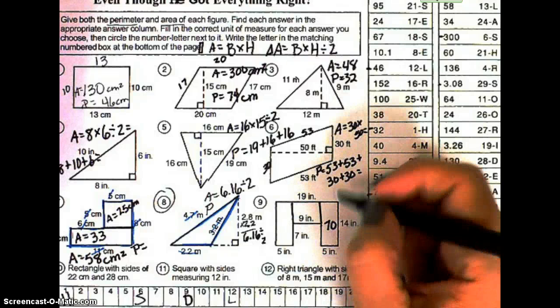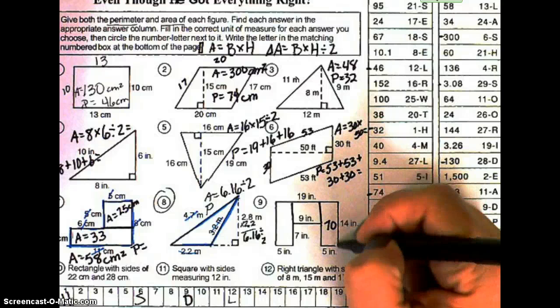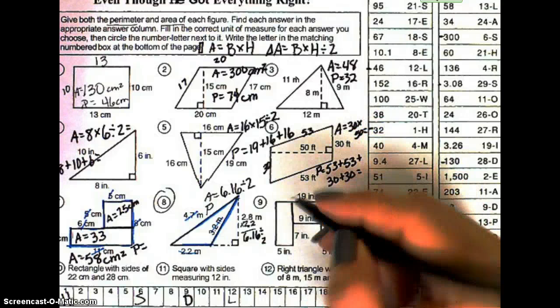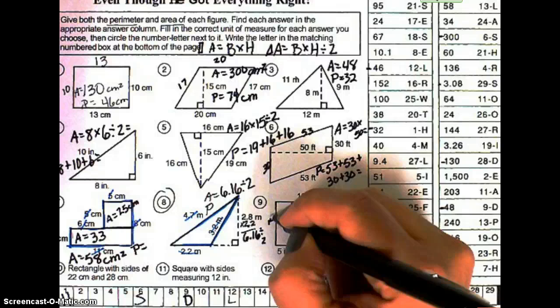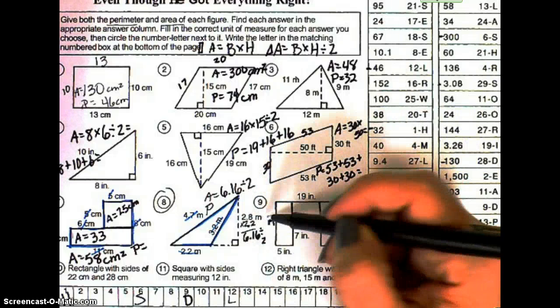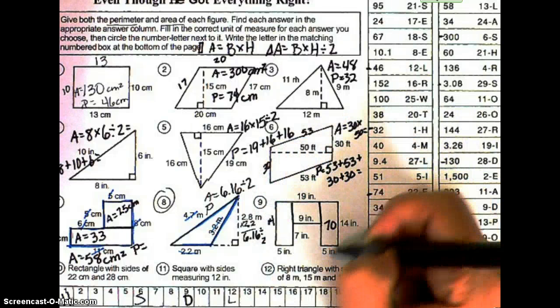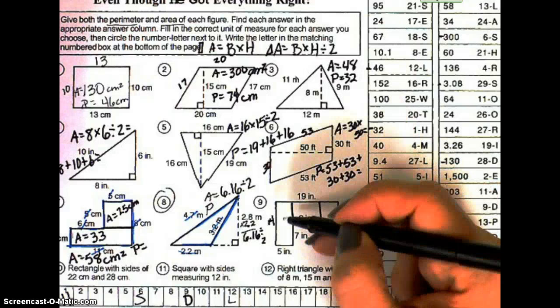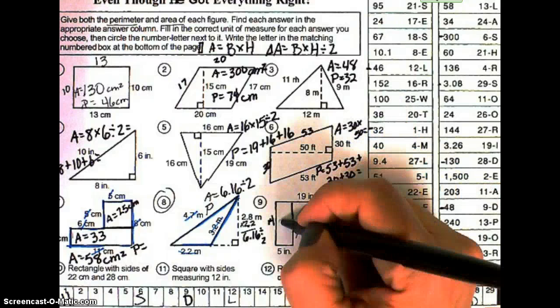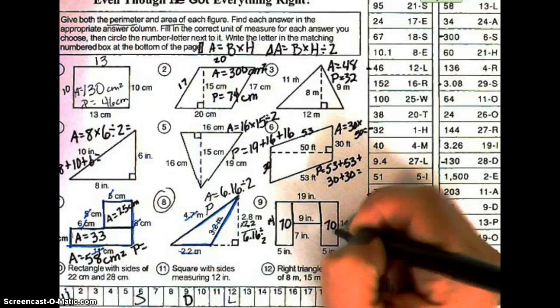Alright, if this is 14, I don't have a side here, but I can assume that this is also 14. And then I've got 14 times 5. Well, that's the same as I did here. So I can do it on a calculator, 14 times 5, but I will find out that it equals 70 since I did it right here already.